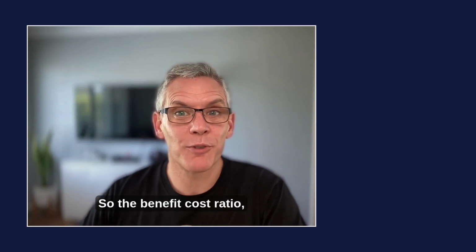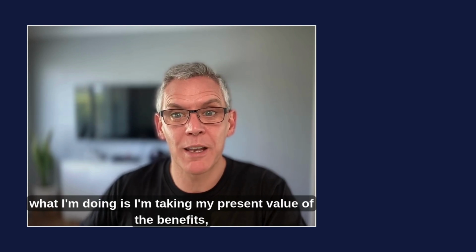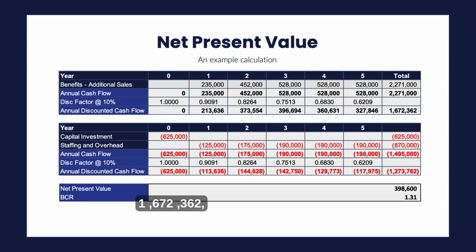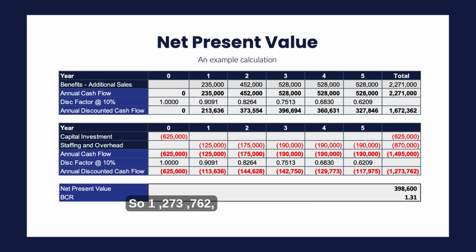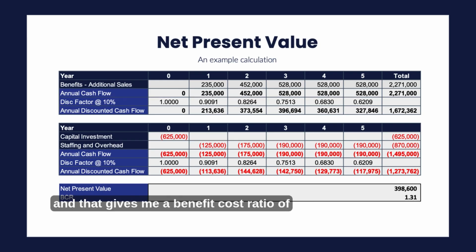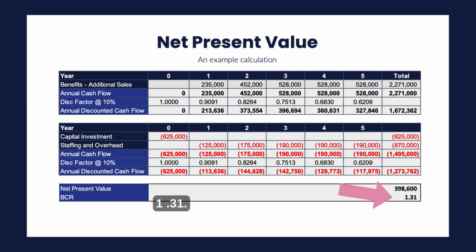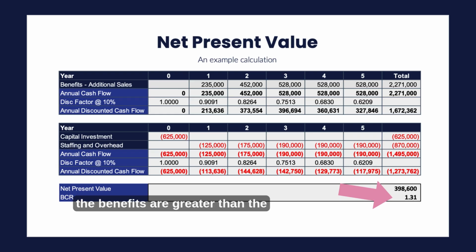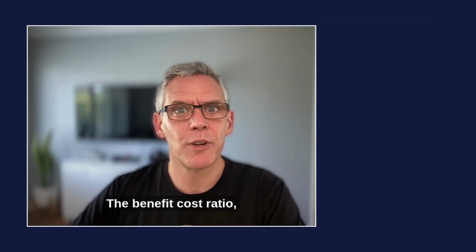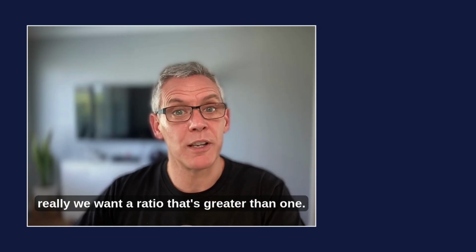So the benefit cost ratio, what I'm doing is I'm taking my present value of the benefits, 1,672,362, divided by, in this case, the absolute number, so 1,273,762, and that gives me a benefit cost ratio of 1.31. So again, what that is telling me is over a present value, the benefits are greater than the present value of my costs, and therefore it's a worthwhile investment. The benefit cost ratio, really, we want a ratio that's greater than one.